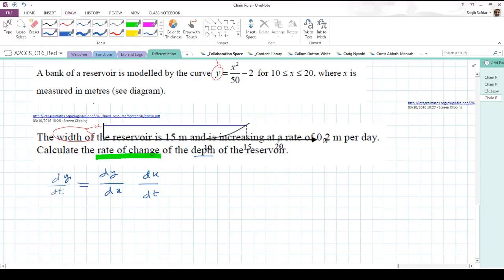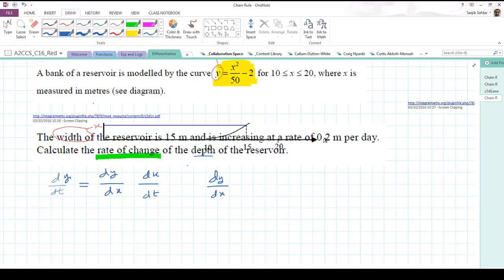So to find dy over dt, we just need to work out dy over dx, and we need to work out dx over dt. Agreed? Happy? Right. Can we work out dy over dx? How can we work out dy over dx? Do we have a relationship between them? Is there something that connects the two, x and y? Yeah, it's given over here, isn't it? This connects x and y.